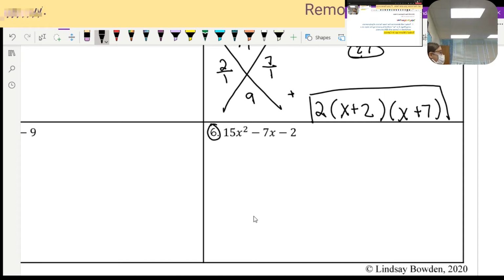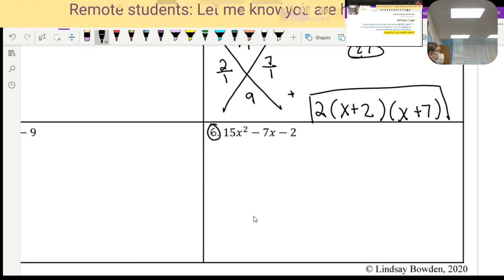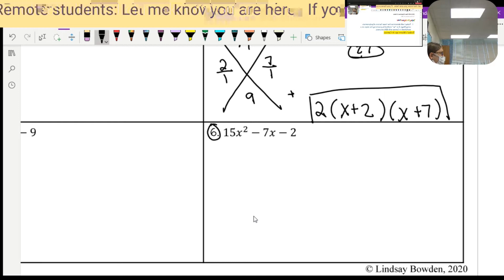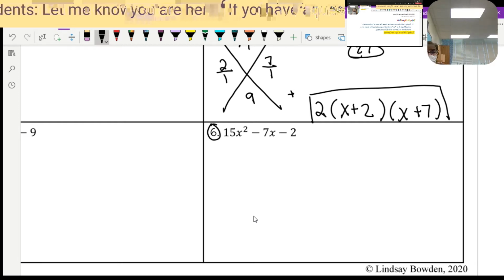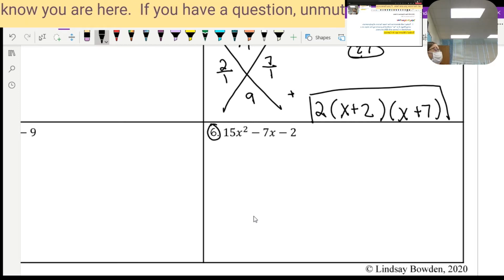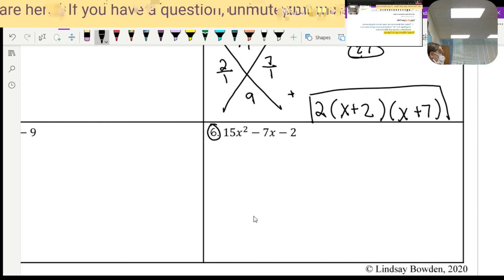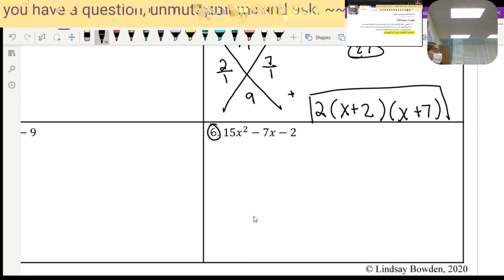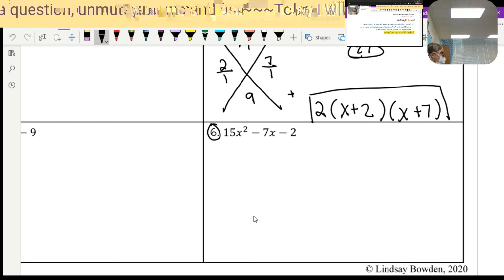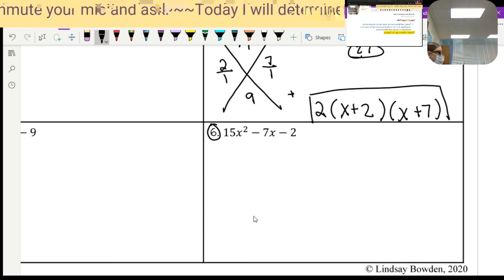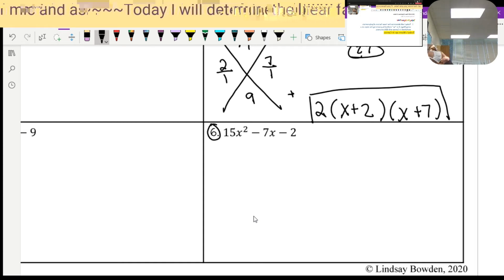Okay, you may have run into that yesterday when you were working on, maybe if you chose number 9, you might have gotten stuck because the greatest common factor for, I believe the numbers were like 24 and 5. The greatest common factor for 24 and 5 is 1. So there's really no point in factoring out a 1. Right? Makes sense?